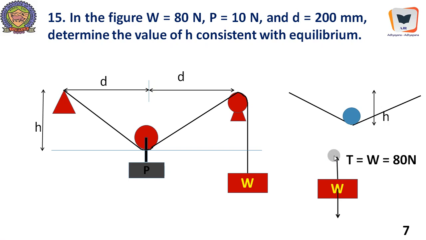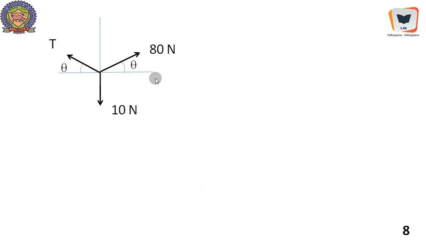There is a tension going up in this wire, and there is a weight of 80 Newton. Therefore, if you apply sigma Fy equal to 0, T equal to W. That is the equation. Therefore, T equal to 80 Newton. Then we know now what the tension in this particular wire is. We will just translate this.